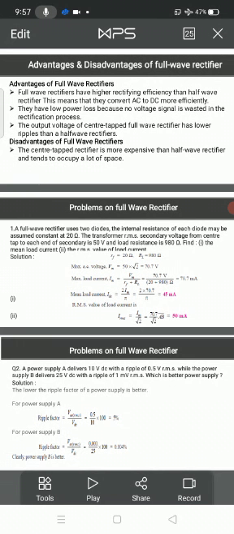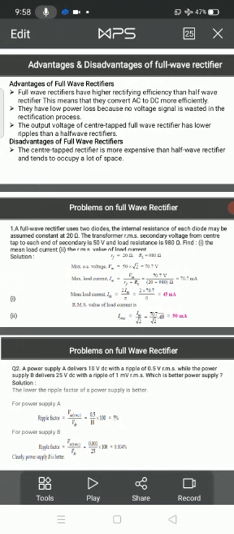A power supply A delivers 10 volts DC with a ripple of 0.5 volts RMS, while the power supply B delivers, here two types of power supplies are there. Supply A delivers 10 volts and supply B delivers 25 volts DC with a ripple of 1 millivolts RMS. Which is the better power supply? We have to discuss here.